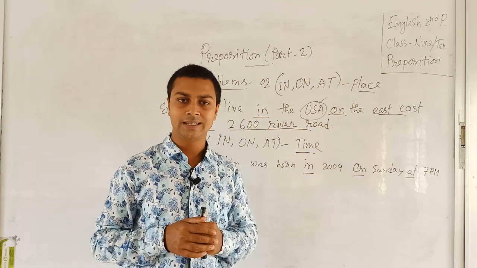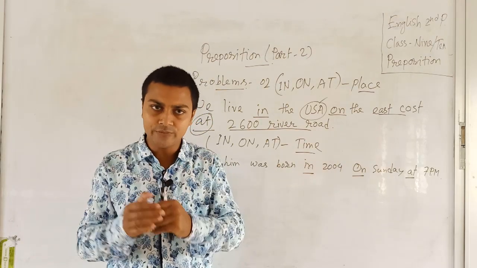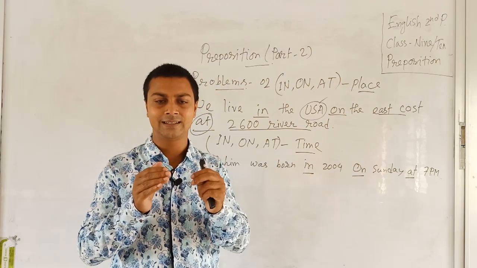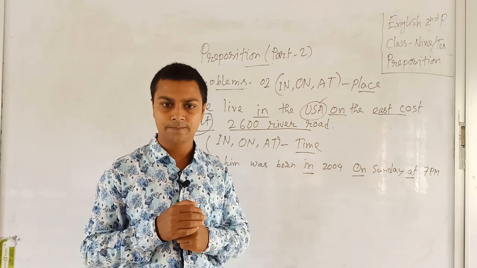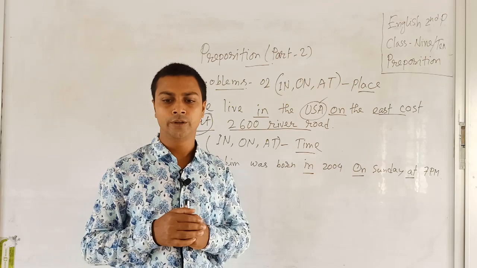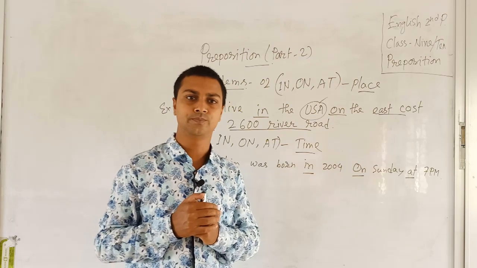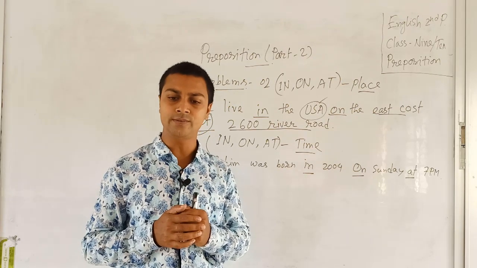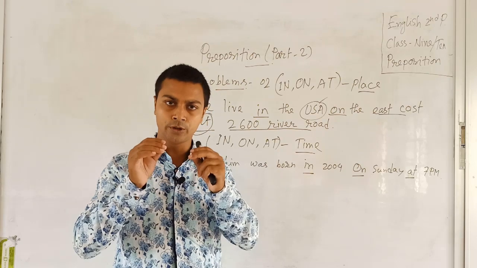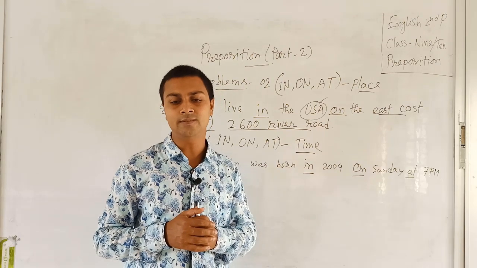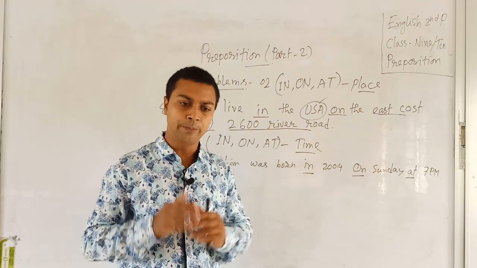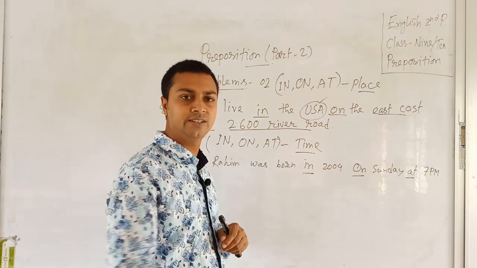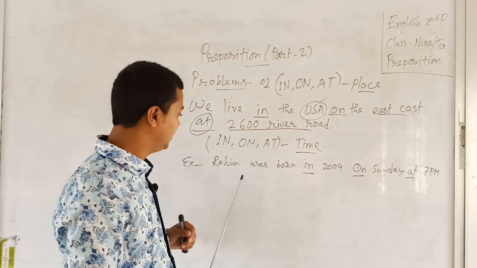In general, in is used before large units of time, on is used before middle sized units of time, and at is used before numbers in clock time. I repeat, in is used before large units of time, on is used before middle sized units of time, and at is used before numbers in clock times. I already wrote an example on the board. Look at the board please.